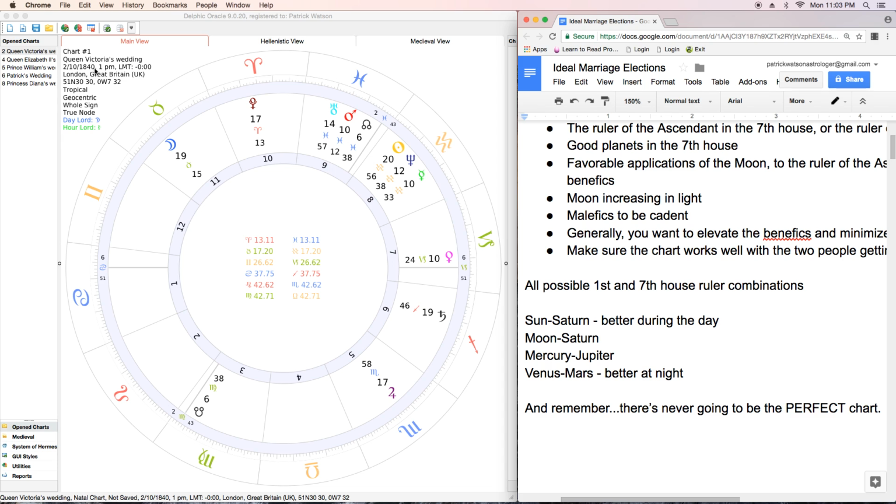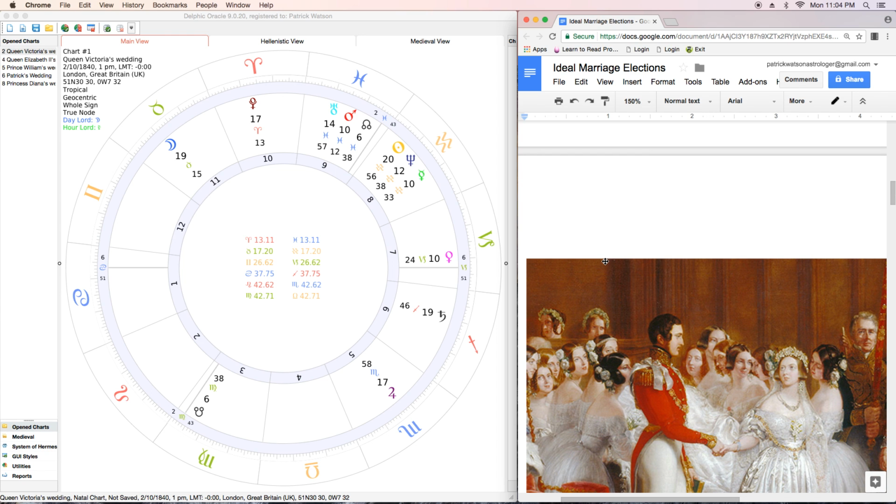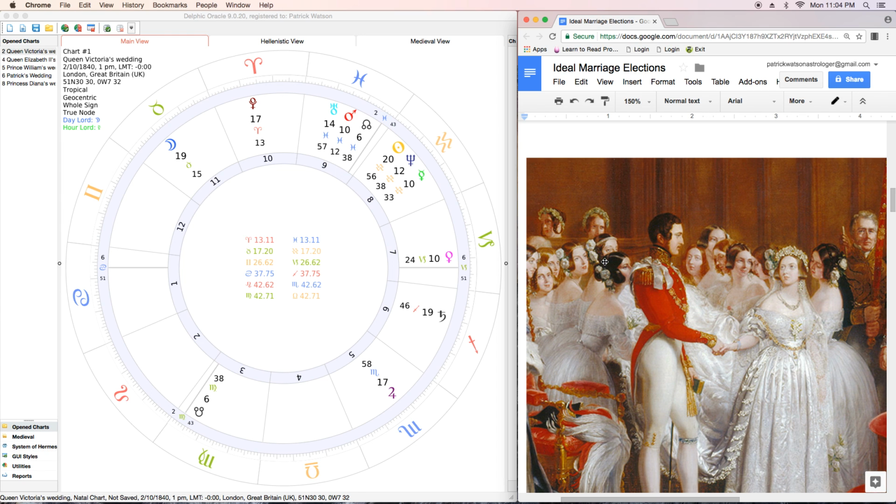a time for the wedding of Queen Victoria. So this data is like 200 years old. We actually have a decent time for it. So yeah, Queen Victoria was married on February 10th, 1840, 1 p.m. in London. And so first thing we got to do is look at the ascendant.